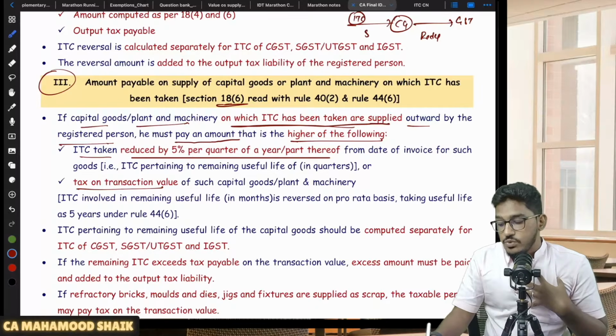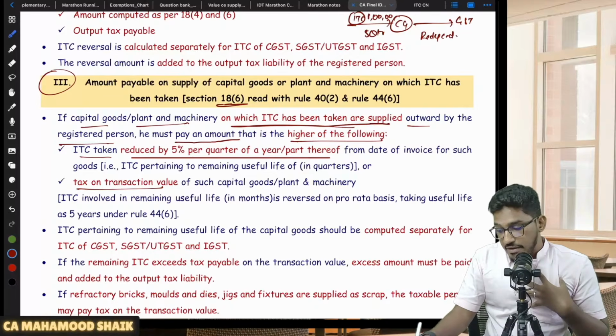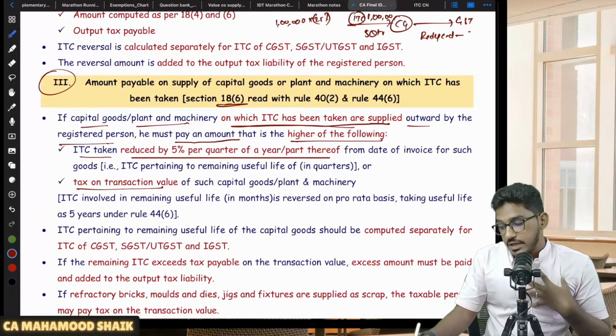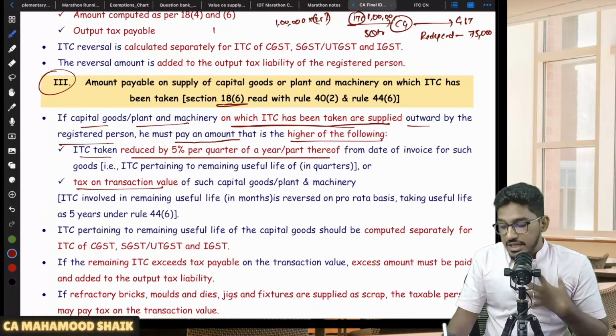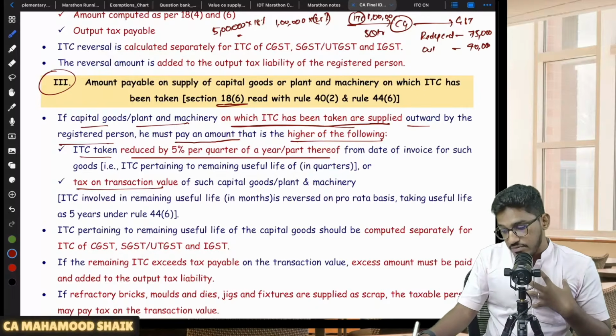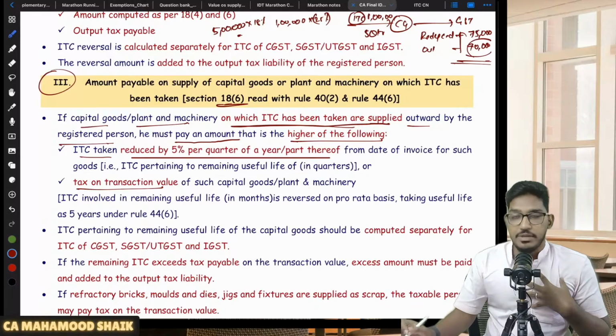Sir, what is reduced ITC? Let us say, for example, I use this machinery for 5 quarters. Let us say 1 lakh worth of ITC I have taken, and I used it for 5 quarters. If I calculate reduced ITC, 1 lakh into 5% for 5 quarters, that is 25%. That means 1 lakh into 75%. Reduced ITC will become 75,000. Or this plant and machinery, this capital goods, I am selling it for 5 lakh rupees. Applicable rate of GST is 18%. If I calculate, it will come to 90,000. Output tax payable is 90,000. Whichever is higher. Which one is higher? 90,000 is higher. This much amount I am required to pay.